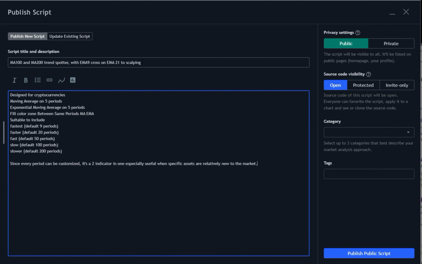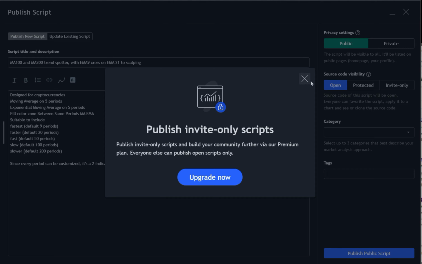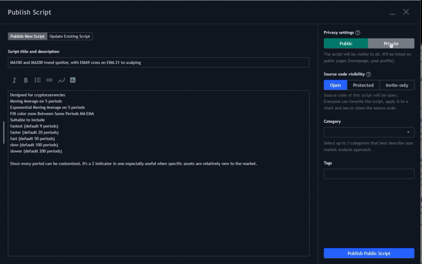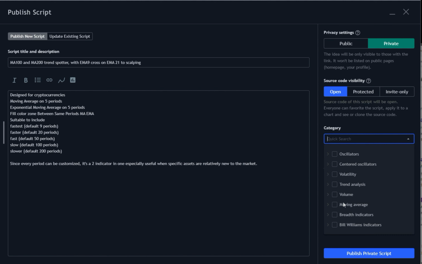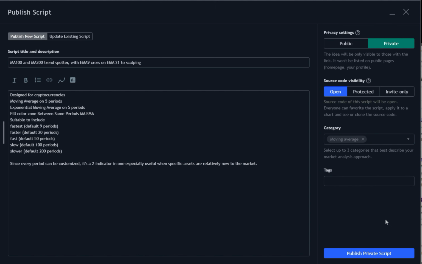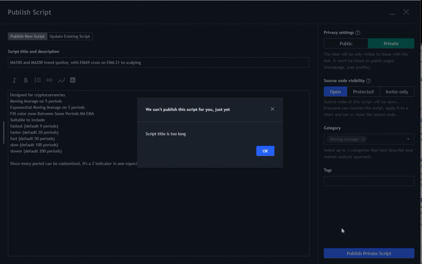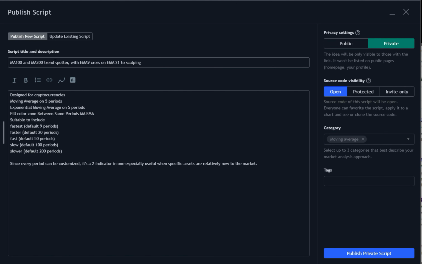Okay. Scalping, why not? It's something that we can publish this way. Invite only, because otherwise, no. Open, private. Yes. Category, moving average, tags, no tags. Let's see if I am lucky or not. Title too long. Okay, no problem. Let's reduce the title. MA 100, 200, MY 21 scalp. Let's see.